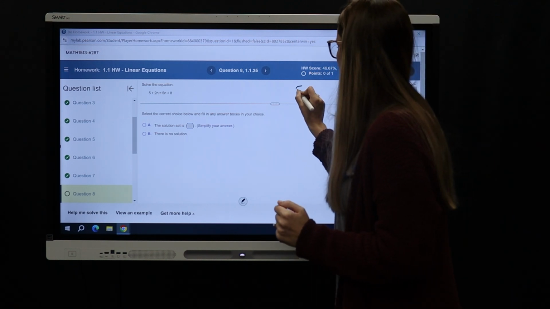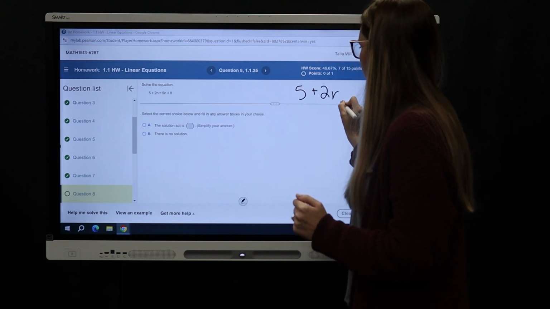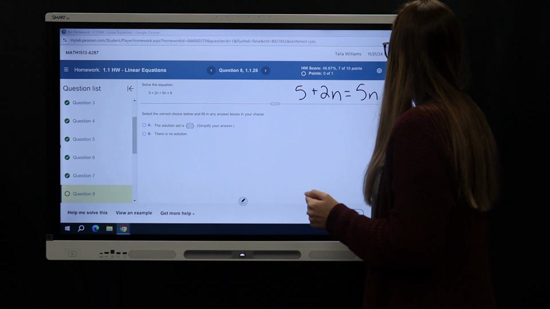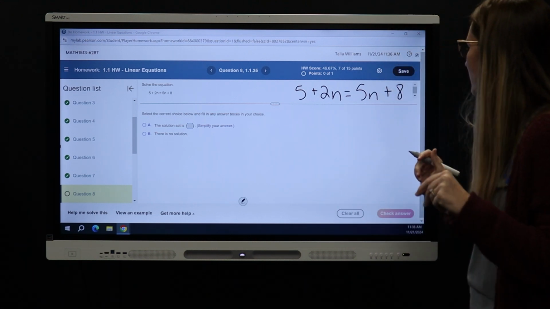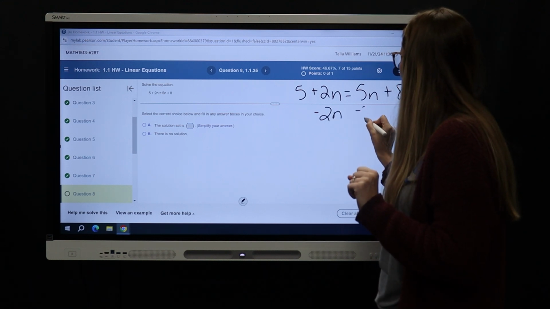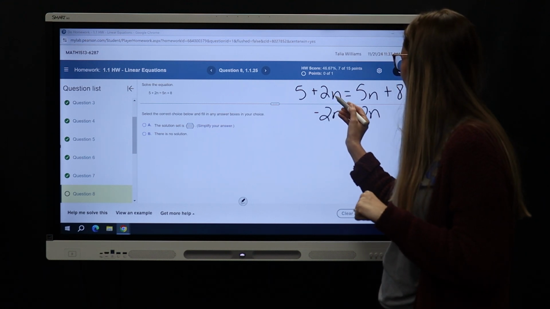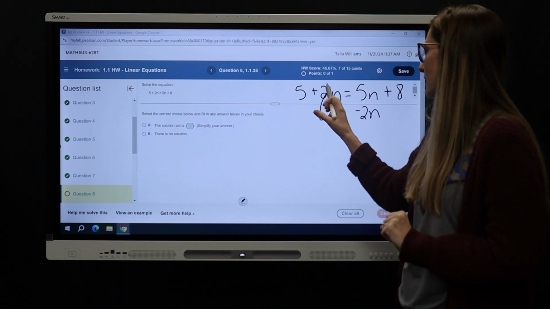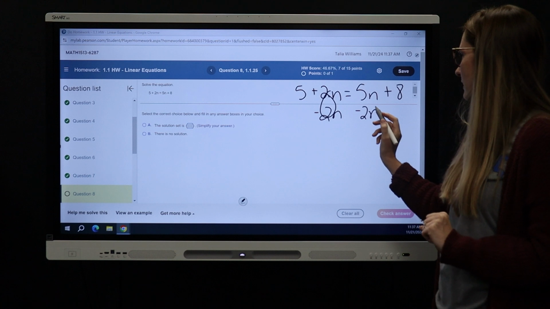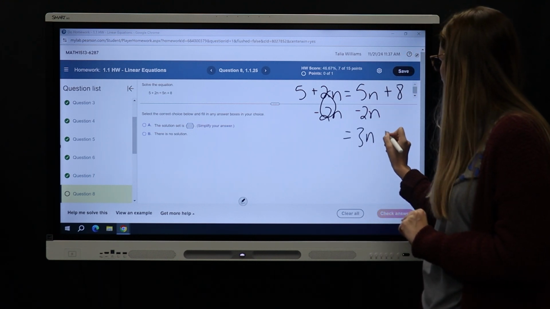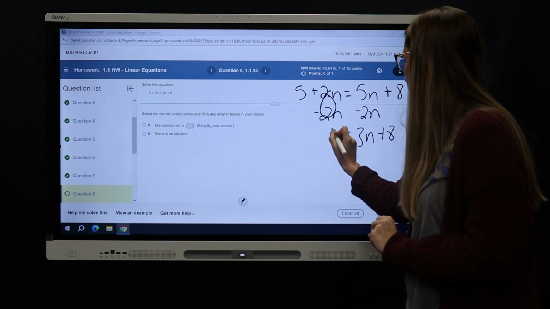Okay. 5 plus 2n equals 5n plus 8. If y'all ever see me look at the screen like I just did, I'm making sure that the audio is still going. So 2n subtract 2n is 0, and I move this 2n because 2 is less than 5. Then 5 subtract 2n is going to give us 3n, and this plus 8 is still over here, and that 5 is still here.